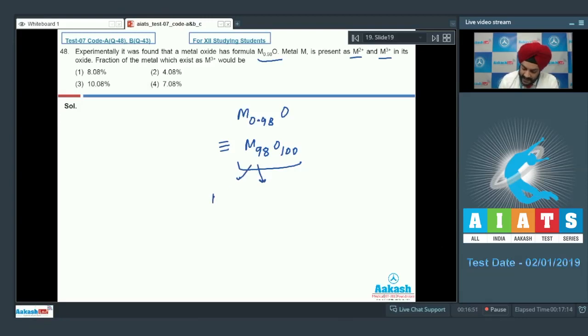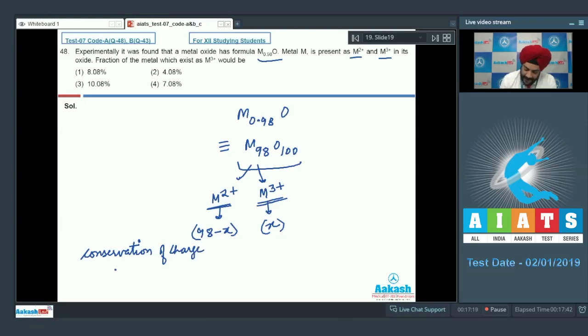So the M is present as M2+ ions and M3+ ions. And the examiner seems to be interested in knowing the number of M3+ ions. So it is better that we assume M3+ to be equal to X, and M2+ will automatically be equal to 98 minus X. So writing the conservation of charge, we have (98 minus X) into 2 plus X into 3 is equal to 2 into 100, which gives us a value of X equal to 4.